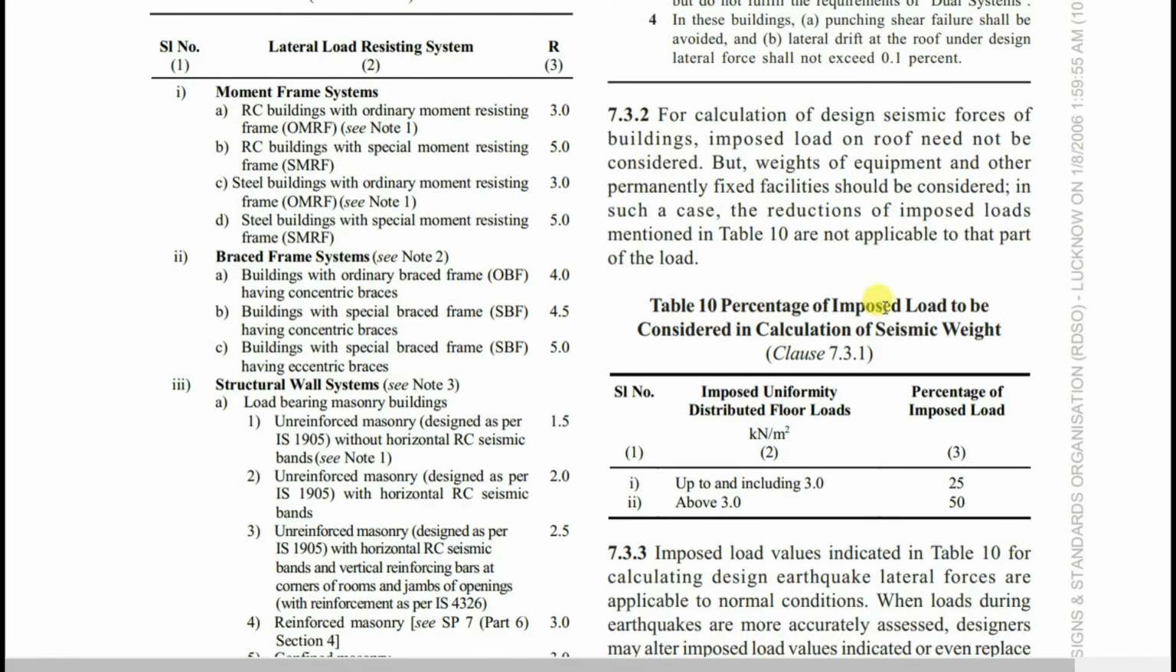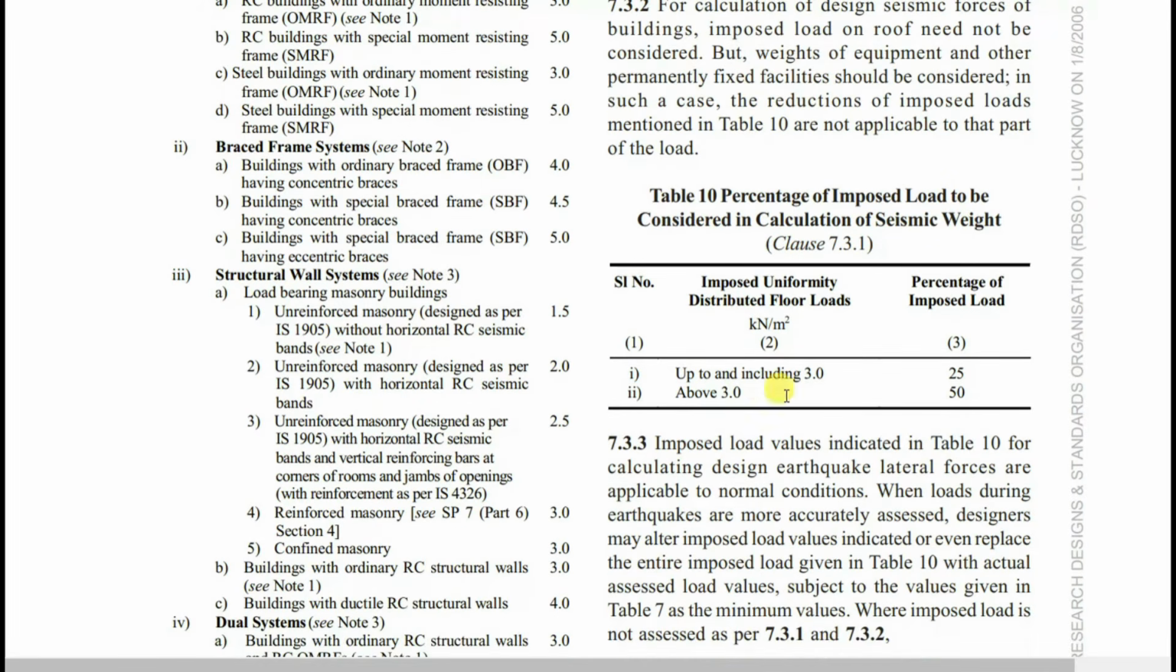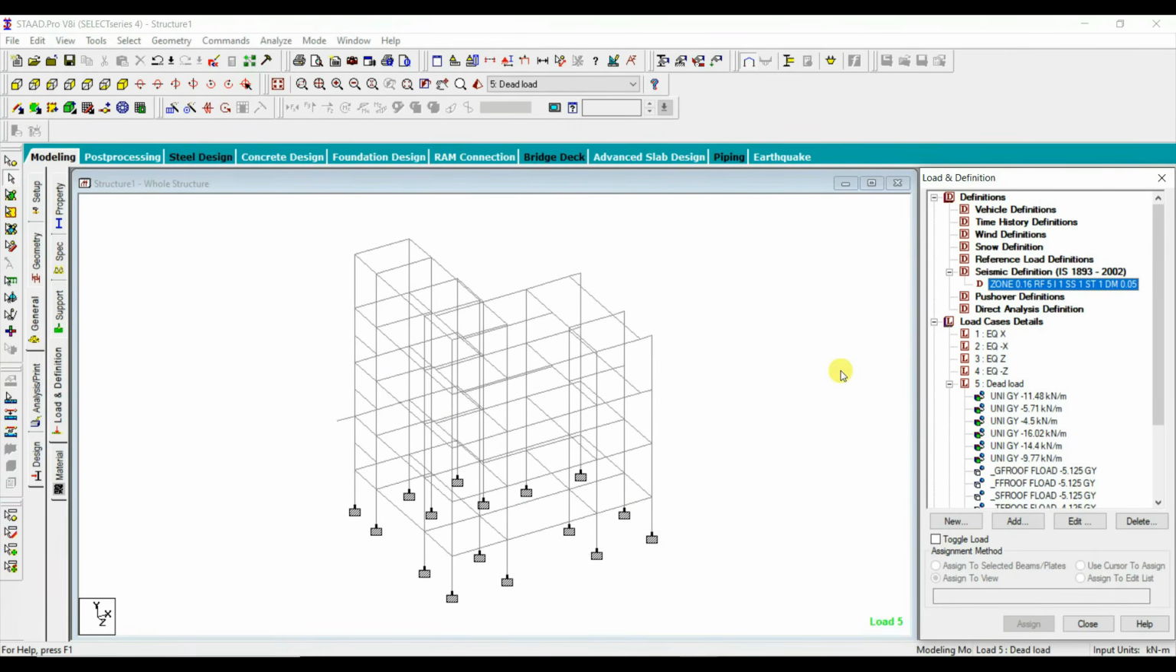And there is a percentage of imposed load to be considered in calculating the seismic weight. So here we need to consider the percentage. For live load up to and including 3, 25% of live load we need to consider. Above 3 means we need to consider 50%. As it is mentioned in the code, the total seismic weight of the building is dead load plus live load. So that we need to add. Dead load will remain same for all the floors. Live load percentage we need to consider according to the seismic code.